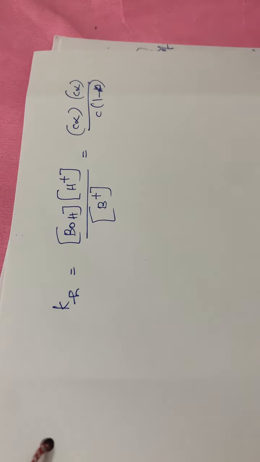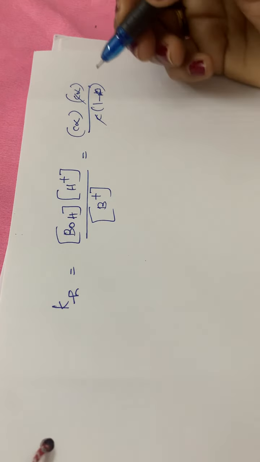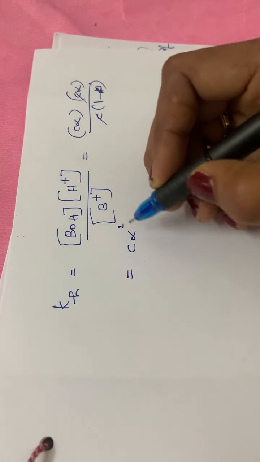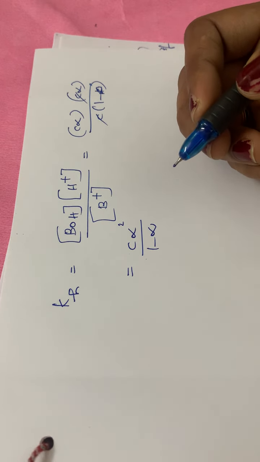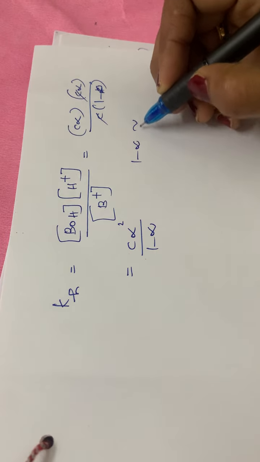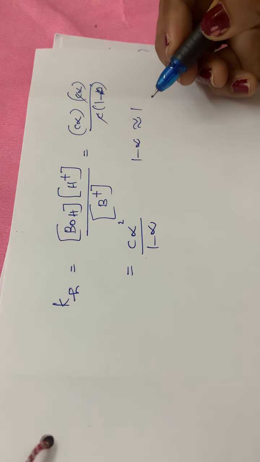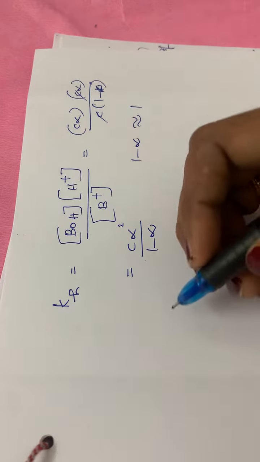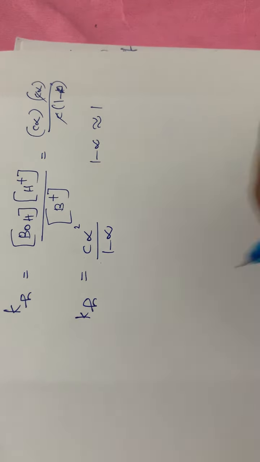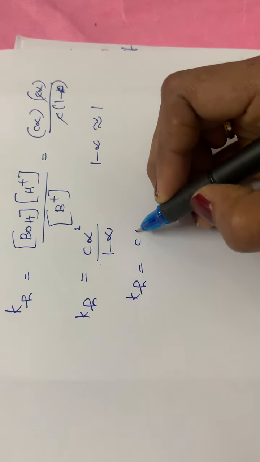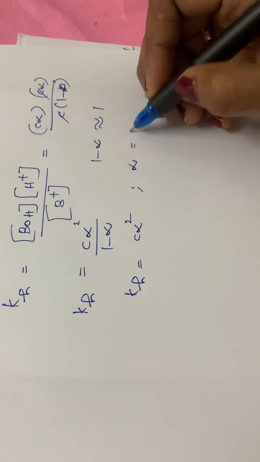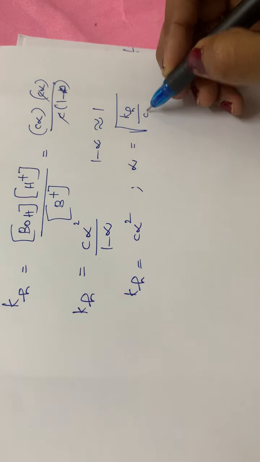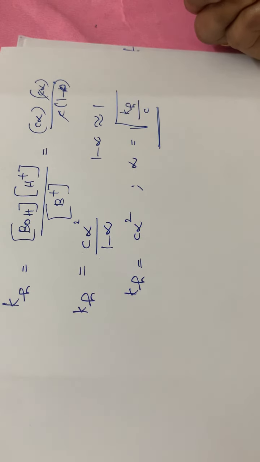C into 1 minus alpha. So here the C got cancelled, so it will be equal to C alpha square divided by 1 minus alpha. Again 1 minus alpha is approximately equal to 1. Therefore Kh is equal to C alpha square, isn't it? Therefore, what is alpha? Alpha is equal to square root of Kh divided by C.